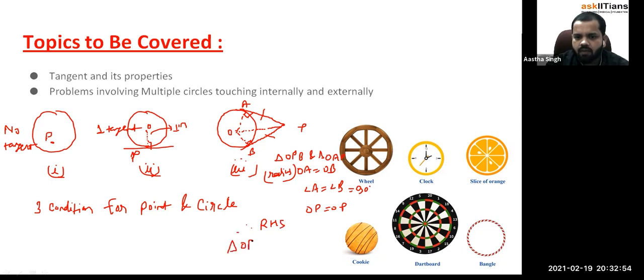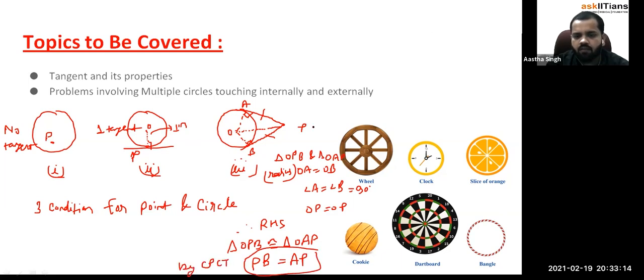Triangle OPB will be congruent to triangle OAP, right? It means PB will be equal to AP. Why? Because of congruence, corresponding parts of congruent triangles.